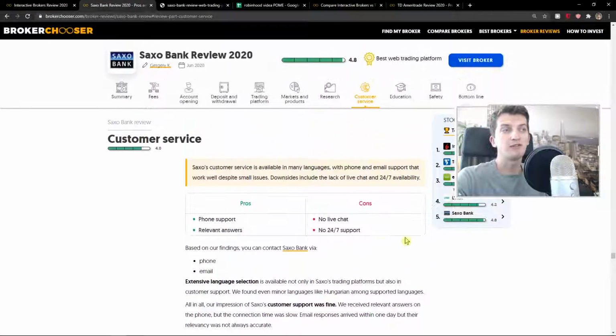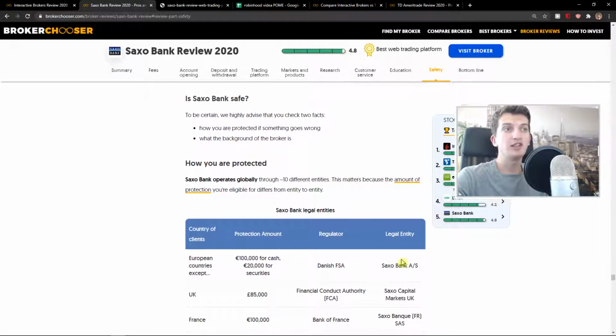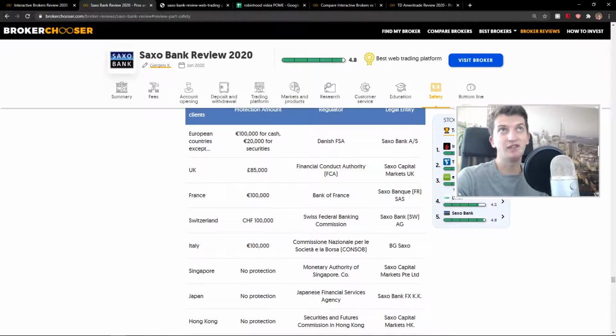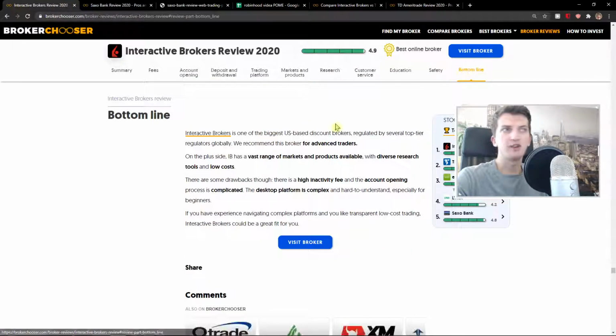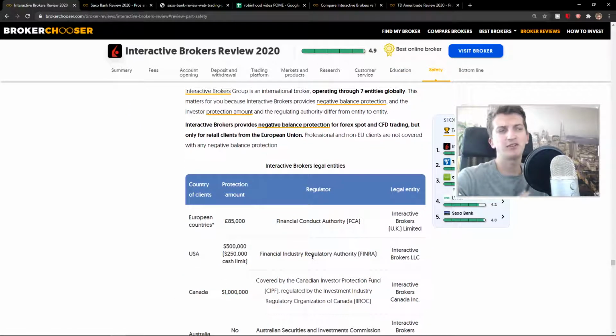No live chat, no 24/7 support, but it's all right. They will reply to you. And now the bottom line and safety: both of these are regulated. You can see for yourself that they are really safe. And SAXO Bank has a banking background. Interactive Brokers, it's up to 85,000 euro, I think. I'm right, I think, in this. Yes, 85,000 pounds, or however it's called, I don't know. But this is probably it.